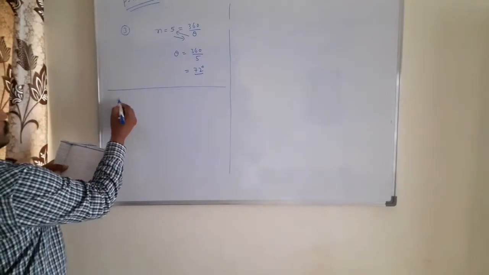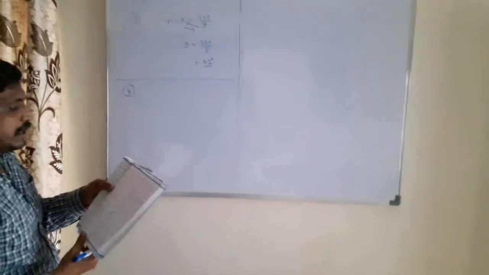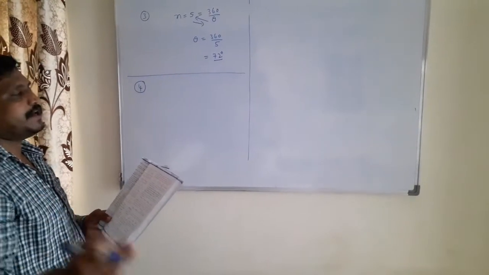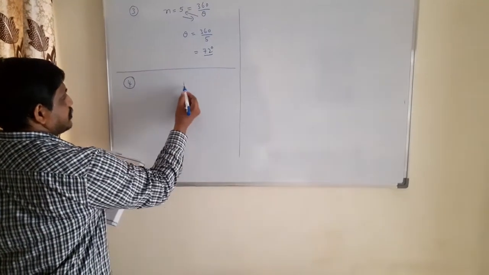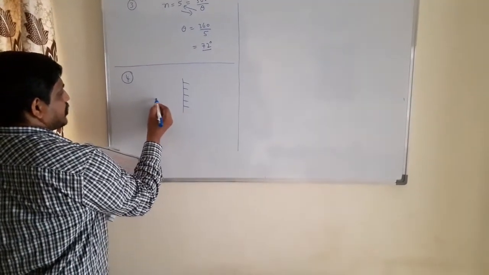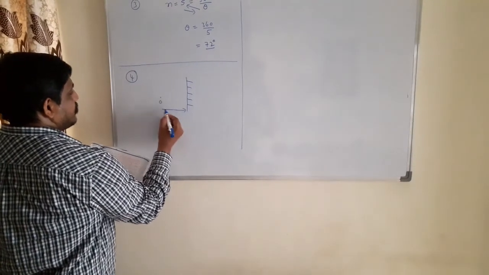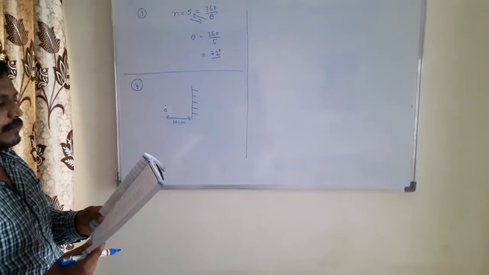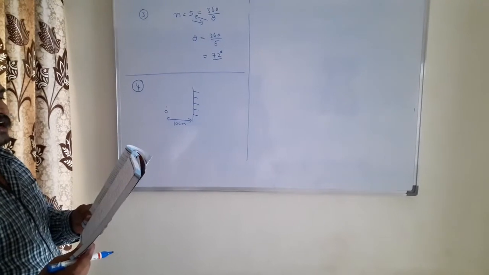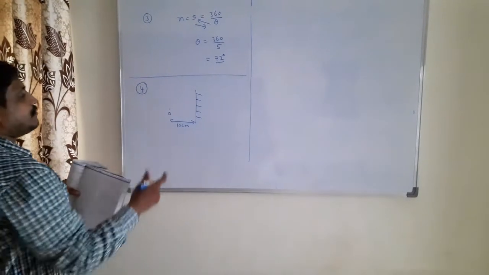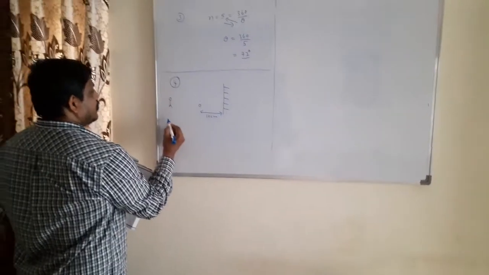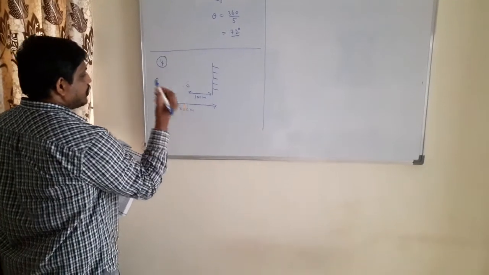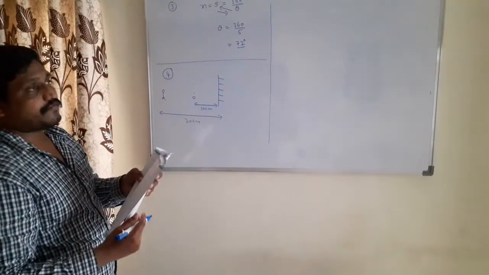Next question. The fourth question is a very important question. A small object is placed 10 centimeters in front of the plane mirror. For example, this is the plane mirror, and here the object is placed 10 centimeters from the mirror. A person stands behind the object, 30 centimeters from the mirror. Find the image distance from the person.